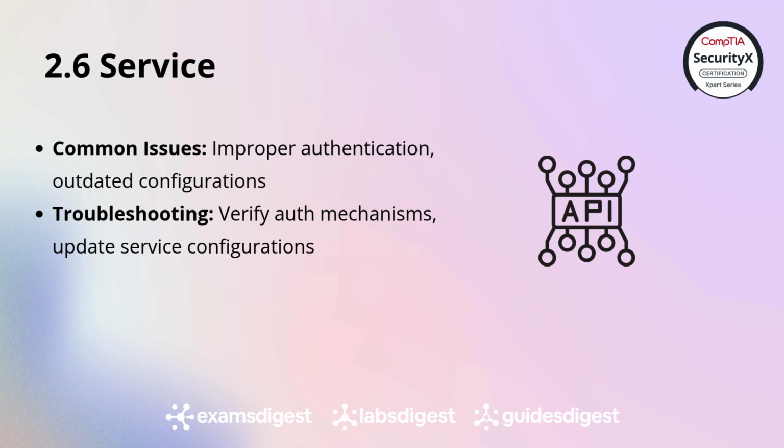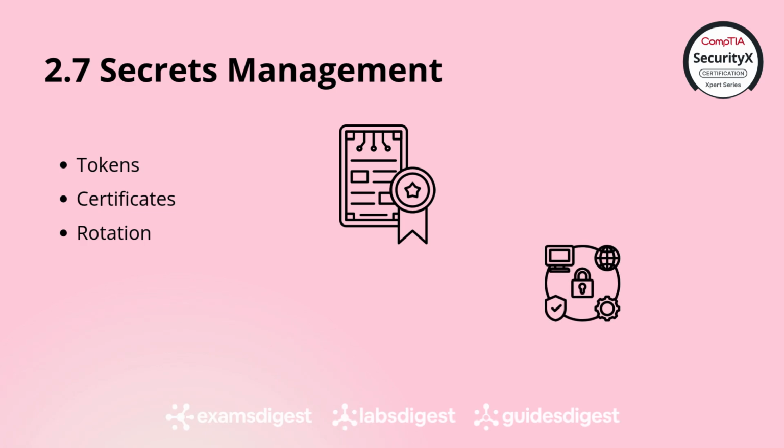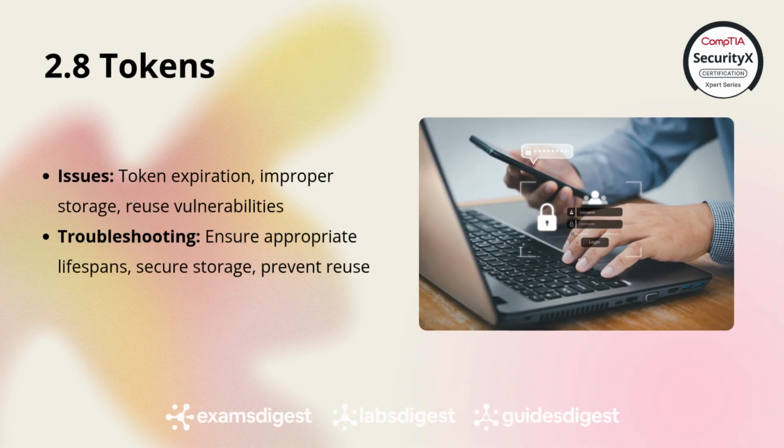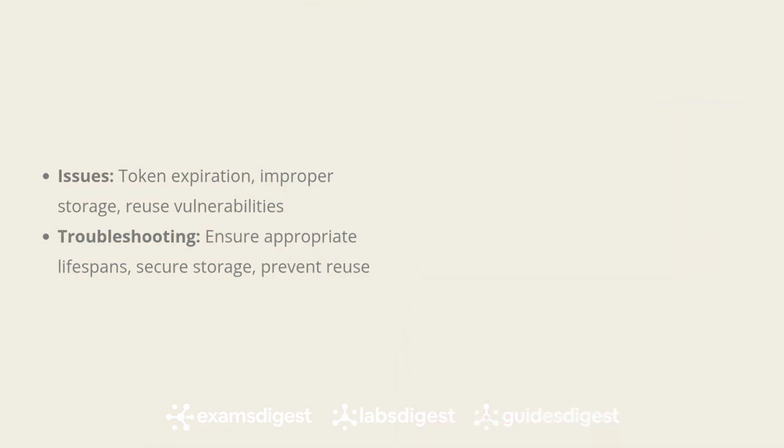Next, let's delve into secrets management, which involves the secure handling of sensitive information such as tokens, certificates, and rotation practices. Tokens are used for authentication and authorization. Common issues with tokens include token expiration, improper token storage, and token reuse vulnerabilities. To troubleshoot, ensure that tokens have appropriate lifespans, are stored securely, and implement measures to prevent token reuse attacks.